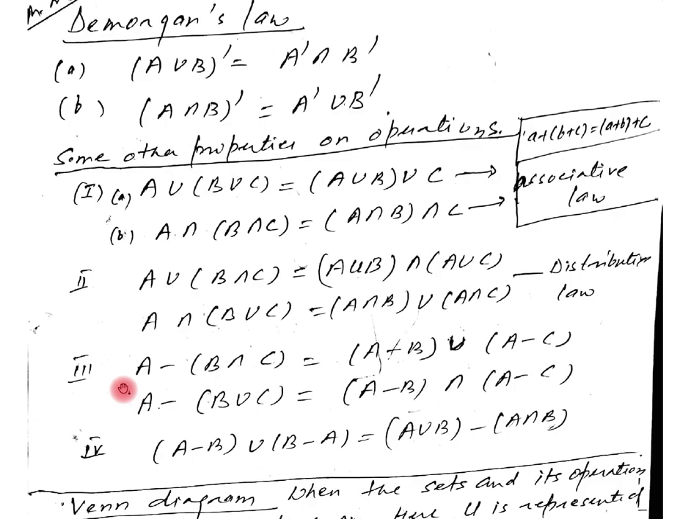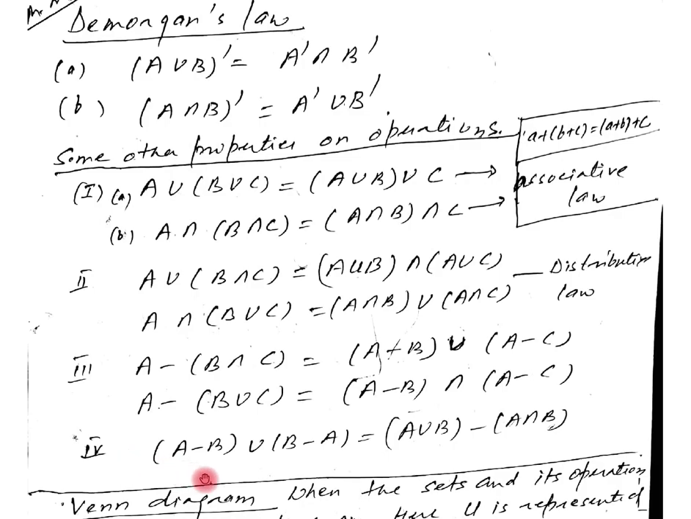Two other properties are also here. A minus B intersection C is equal to A minus B union A minus C. Similarly, A minus B union C can be written as A minus B intersection A minus C. If here it is intersection, it will be union. If here it is union, it will be intersection.